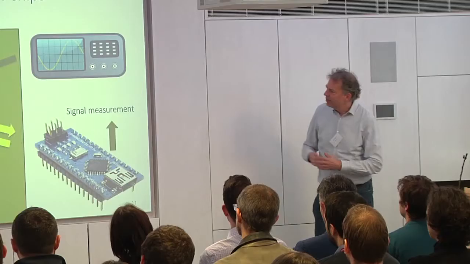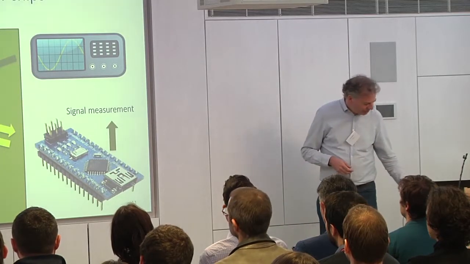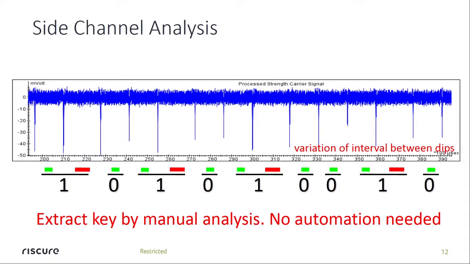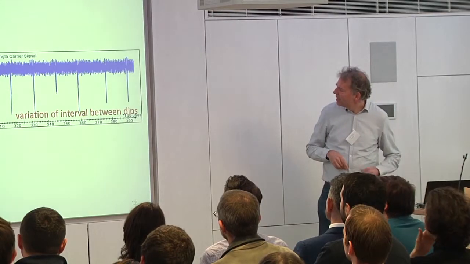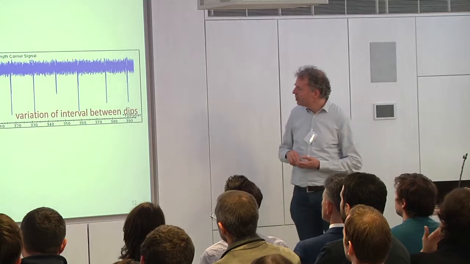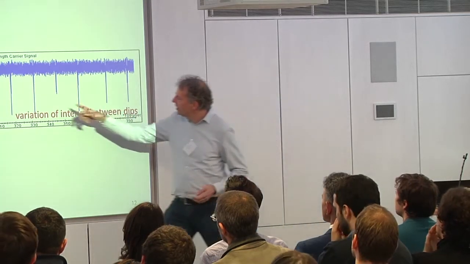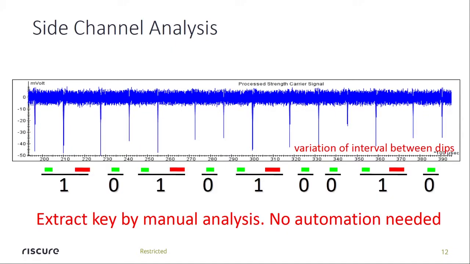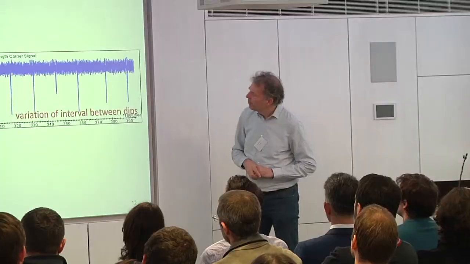Now, how can we use this information to extract secrets? Let's have a look at this trace. So, anybody can see something special about this trace? There's a variation of the interval between the dips. So you can see all these dips, and some of them are a little shorter and others are a little longer. So there's actually two variants there.